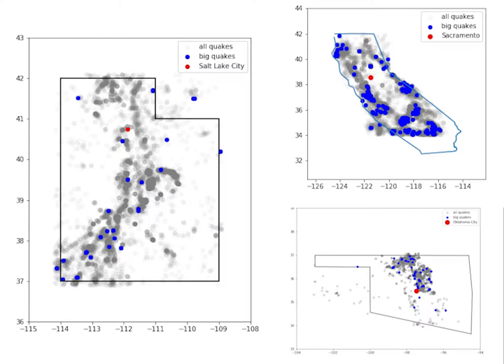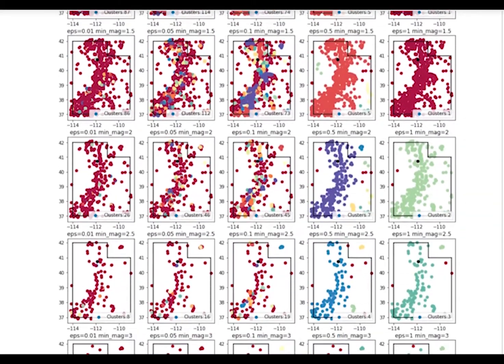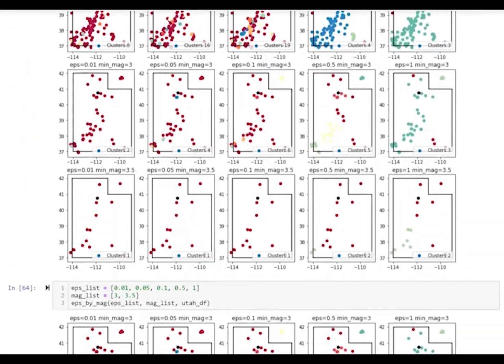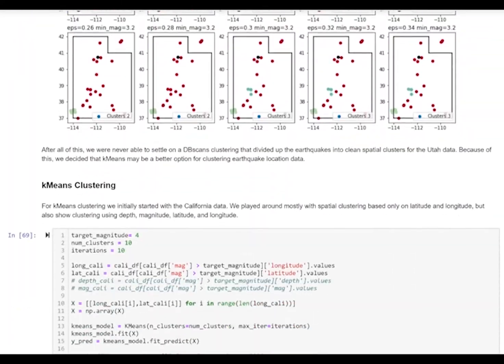We immediately noticed different groups of earthquake-prone areas throughout each state, so we thought that clustering the earthquakes could help us make sense of all this data. So we tried some clustering. A lot of clustering. This kind of helped. We'll get back to the clustering later.